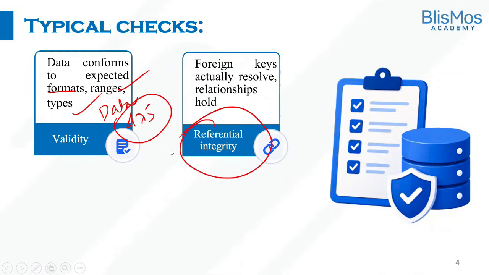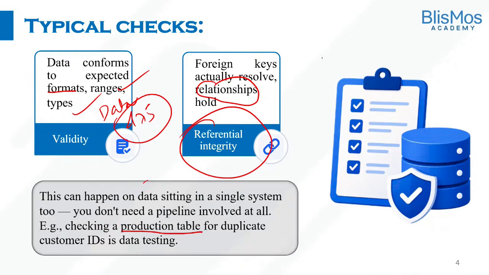One table contains a customer ID that references the customer table. That customer should actually exist. Relationships between the tables must remain valid. And one more important thing about these typical checks: none of these necessarily requires an ETL pipeline. So for example, if you simply inspect a production table and check for duplicate customer IDs, that is already data testing. So we understood data testing focuses on the data itself.